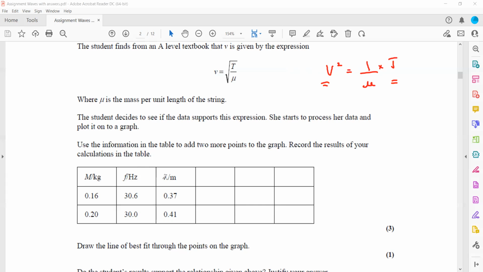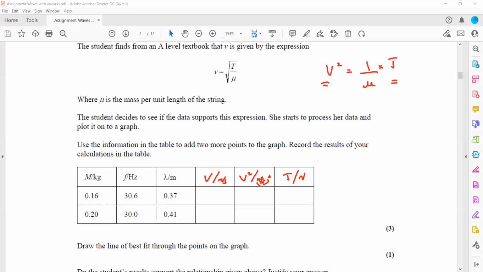So we have v is equal to f lambda. So here we'll have v, which is in meters per second. Then we need v squared, which is in meters per second squared. And then we will have T, the tension, and the unit will be newtons. Is it clear? The columns, how we complete? Yes, sir.